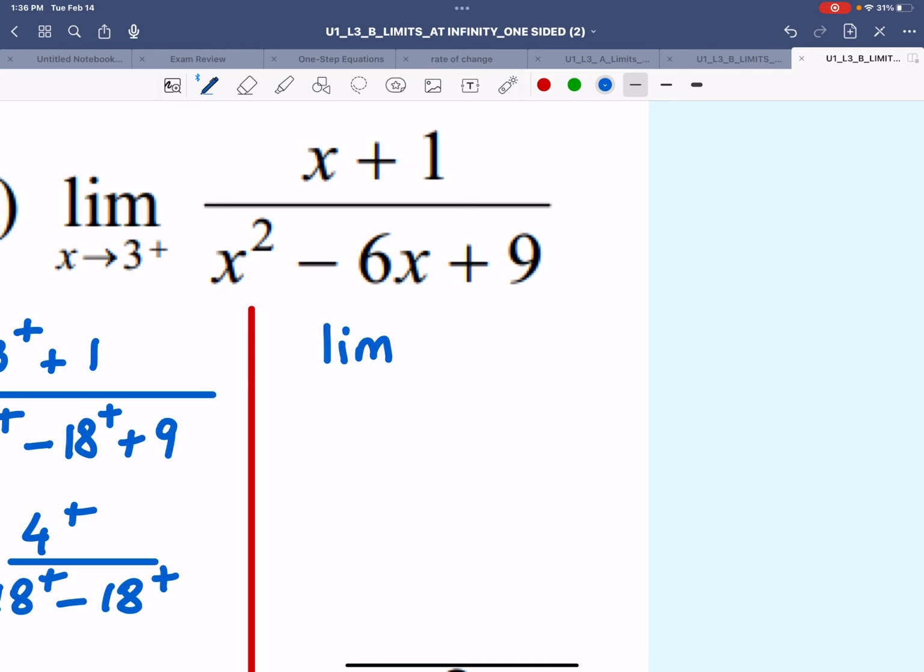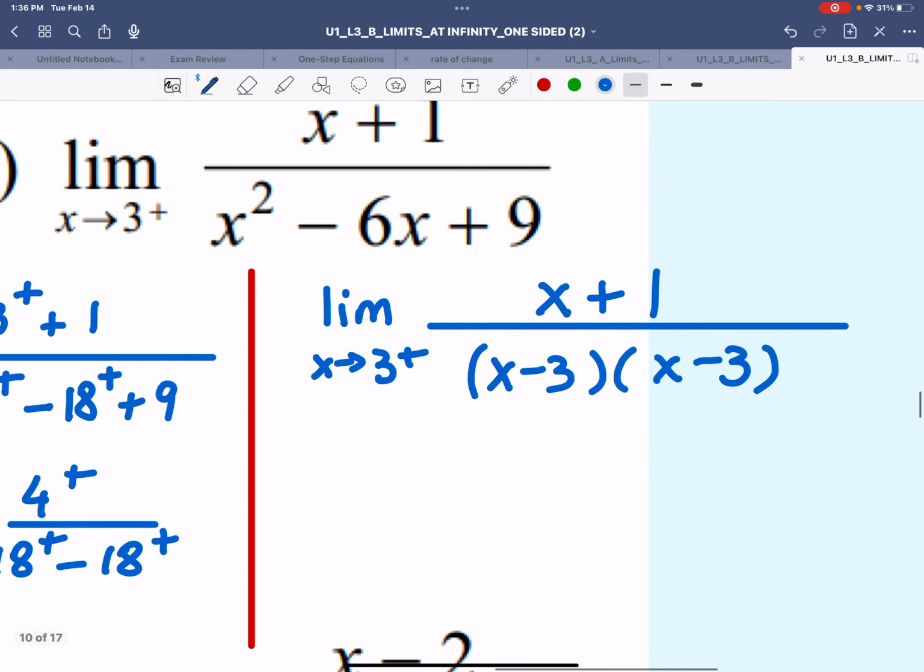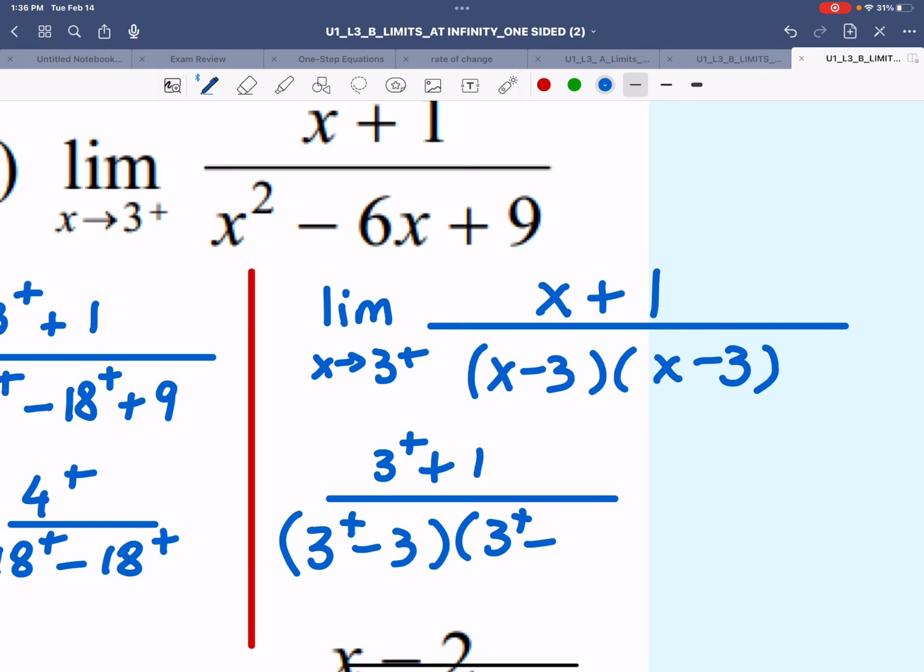So we're going to rewrite here the limit as x approaches 3 plus. The numerator has nothing that we can factor, so x plus 1. And the denominator is x minus 3 times x minus 3. I think we're ready now to substitute. So that is the limit as x approaches 3 plus, and we have 3 plus in here and 3 plus in here, so we'll substitute. So 3 plus plus 1 over 3 plus minus 3 times 3 plus minus 3. So that would make 4 plus.